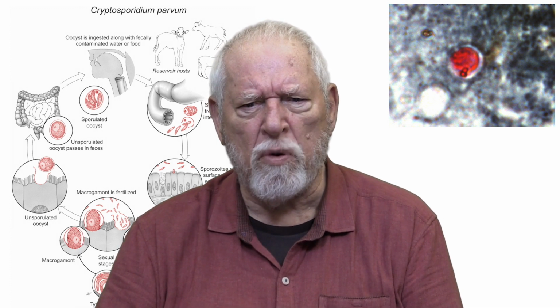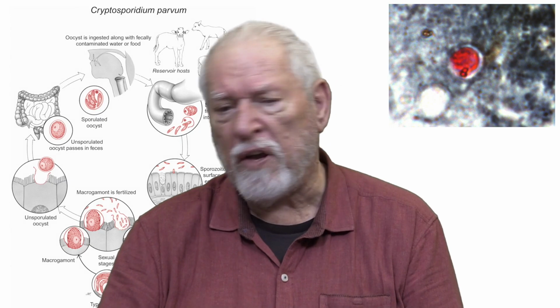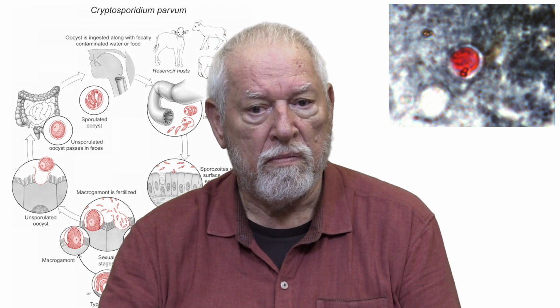So where can we find Cryptosporidiosis? It's found throughout the world. It's a global distribution, and it infects many different kinds of animals, including humans.